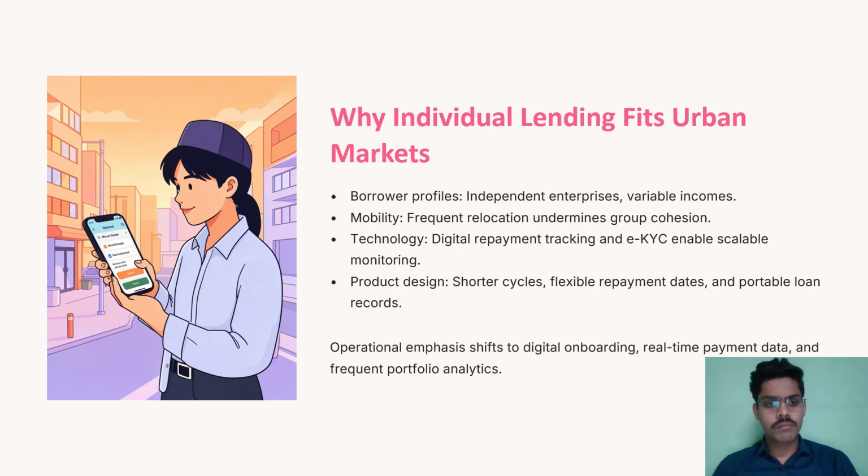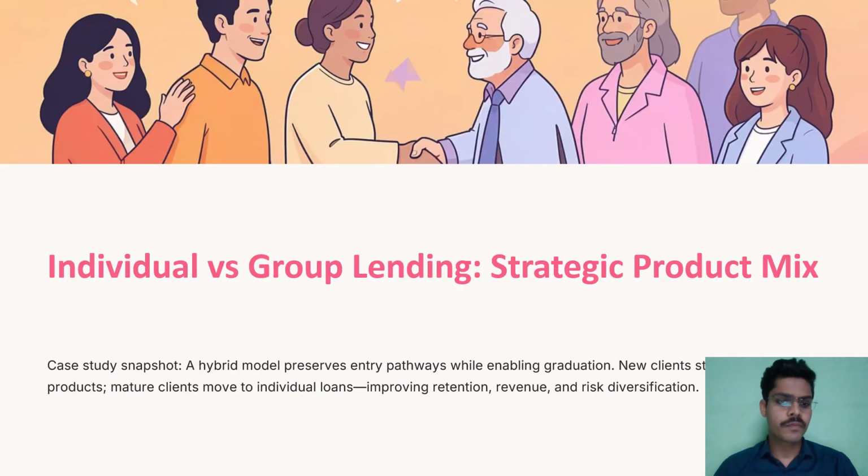So after that, we would move to the last case study, which is the fifth one, and which is as follows: individual versus group lending, a strategic product mix. So the snapshot of this case study is that a hybrid model preserves the entry pathway while enabling graduation. New clients start with group loans, and mature clients move to individual loans, improving retention, revenue, and risk diversification. One line here is very important: mature clients move to individual loans. When mature clients move to individual loans, that indicates that they are taking their own risk, not relying on others.